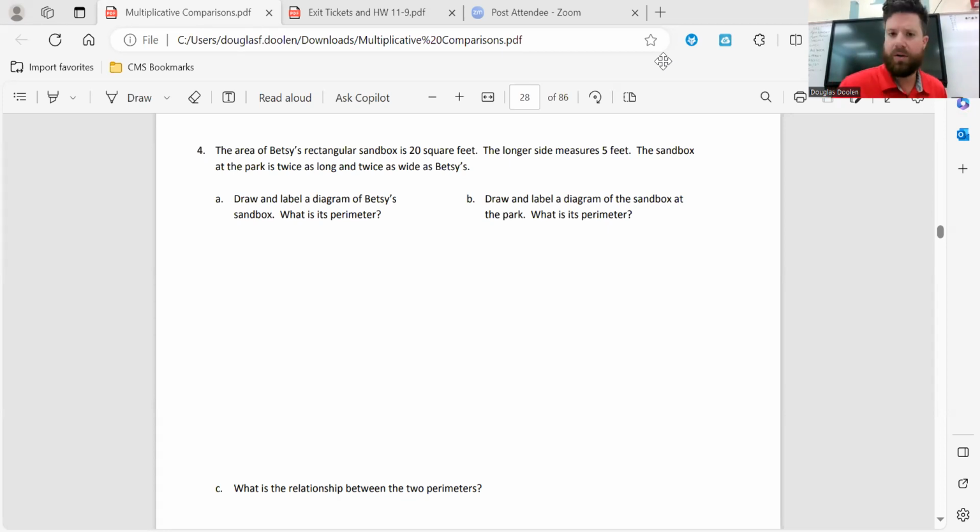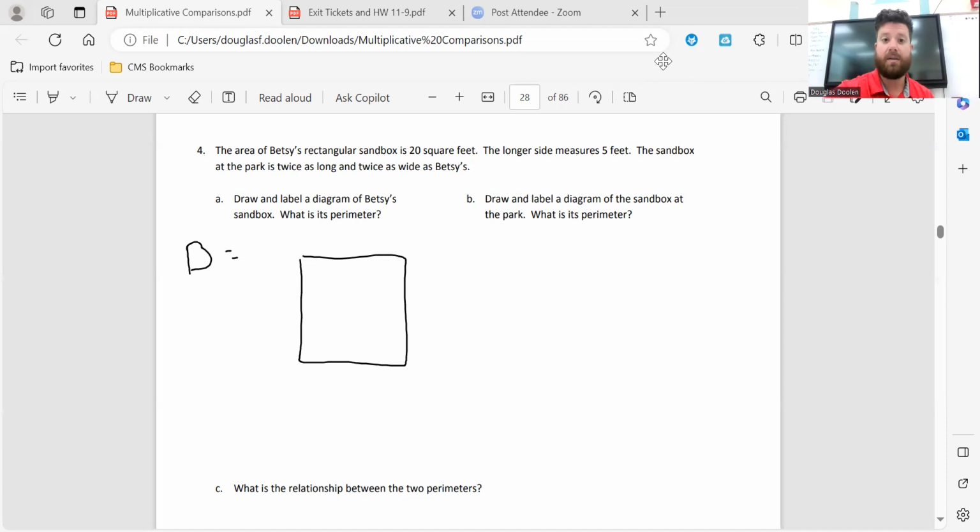Okay, a lot of words, could be confusing. We don't want to be confusing. We don't want to be confused. We break it down. What do we know? Well, let's draw some stuff. We know that Betsy has a sandbox, so we're going to draw the sandbox. B equals, there's a sandbox, and it says the area is 20 square feet. Where's that square feet going to go? Inside or outside? Area. It's going inside, so I'm going to put a 20.